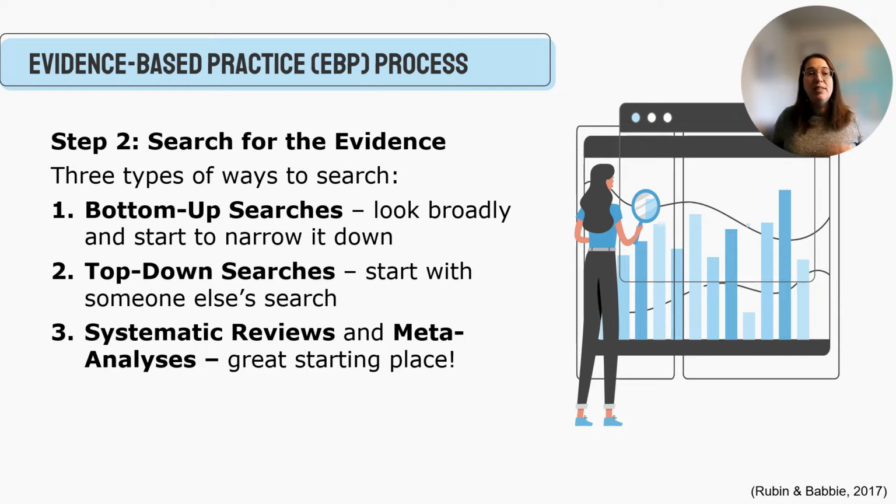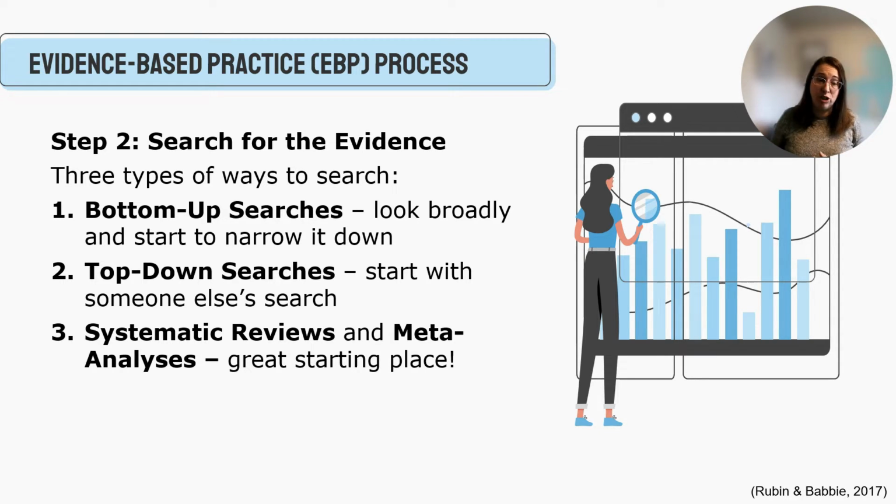So the book references 3 ways to research. One is bottom-up searches, which is where you look very broadly, like the example that I used, and you start to narrow it down. You look at different search terms. You go, ooh, female survivors of domestic violence, but I want to look at one specifically with PTSD. Ooh, I specifically want to look at domestic violence survivors who went to a shelter afterwards. So you can start broadly and start to narrow in.